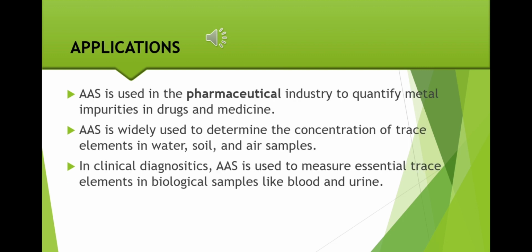Applications of atomic absorption spectrophotometry. It is used in pharmaceutical industries to quantify metal impurities in drugs and medicines. It is widely used to determine the concentration of trace elements in water, soil, and air samples. It is also used in clinical diagnostics to measure essential trace elements in biological samples like blood and urine.